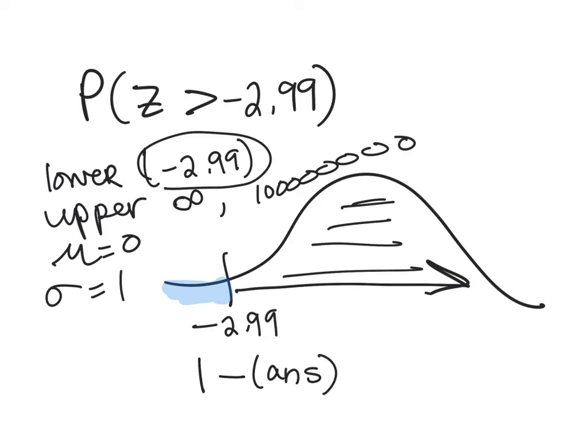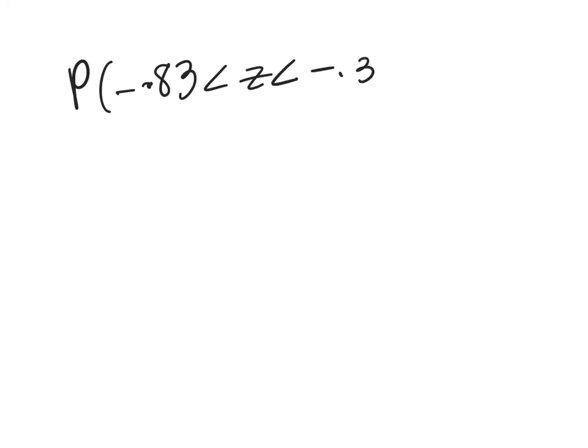So in this case, when I do that, rounded to 4 decimal places, I would get 0.9986, and that passes the smell test because 3 standard deviations away from the mean is essentially all the data, and this is essentially all the data. All right, the next one is the probability that we are between negative 0.83 and negative 0.3.